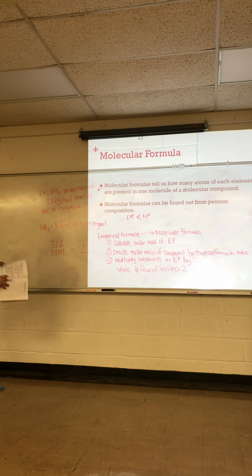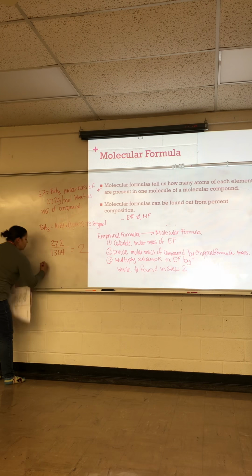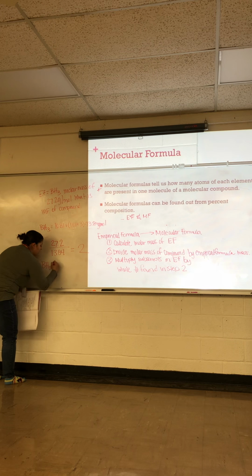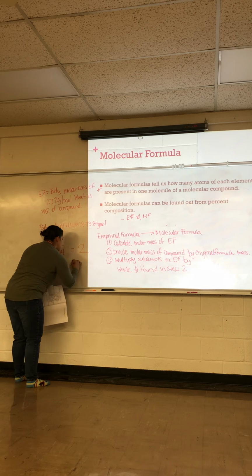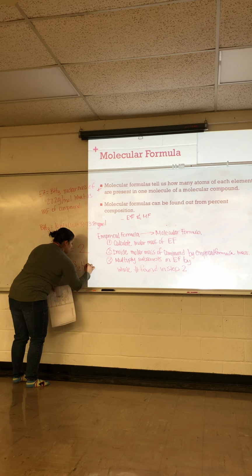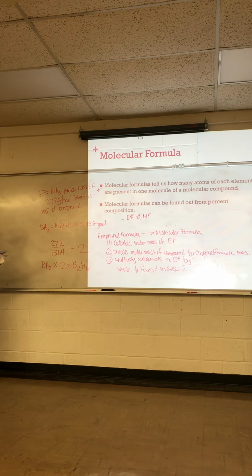The third step, multiply subscripts in the empirical formula by the whole number found in step 2. So I have my empirical formula here, BH3. I'm going to multiply that by 2. And I get B2H6. And that's how we find the molecular formula from the empirical formula.